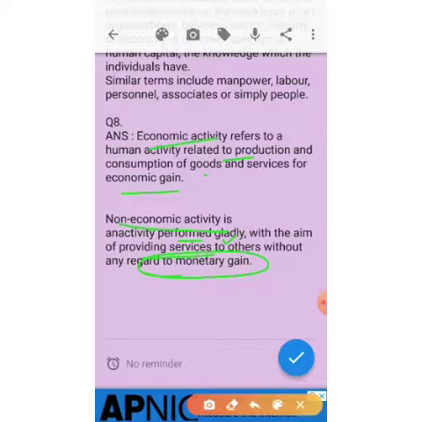An example is when a teacher teaches his or her child at home, then it is known as non-economic activity.